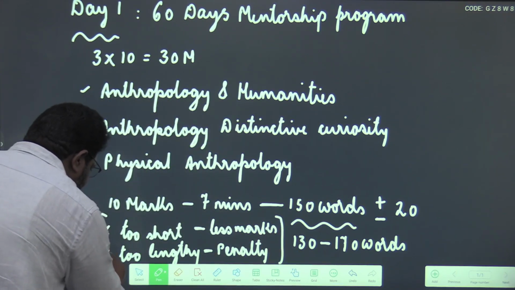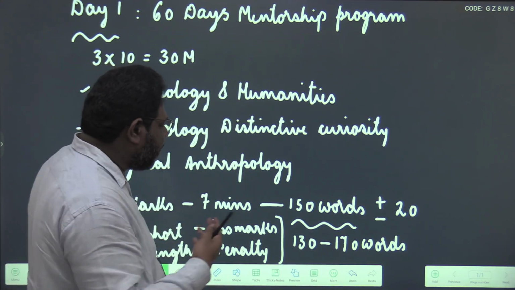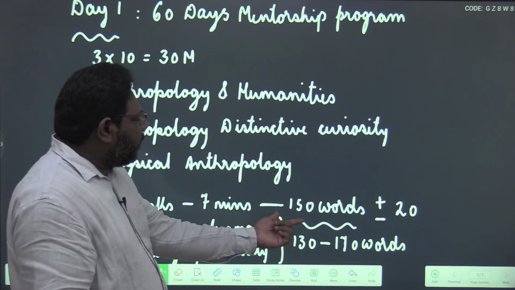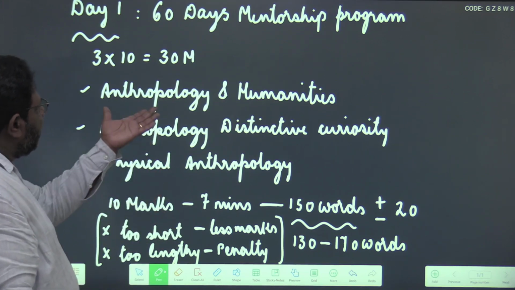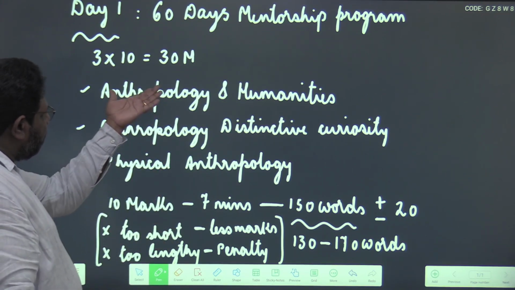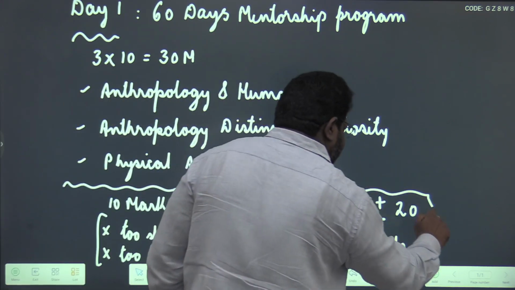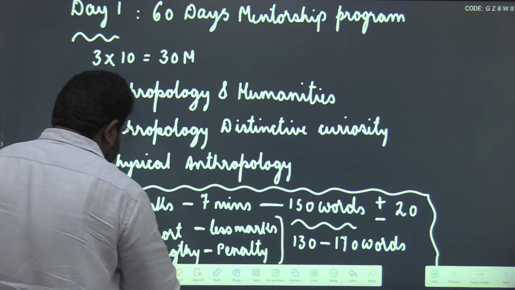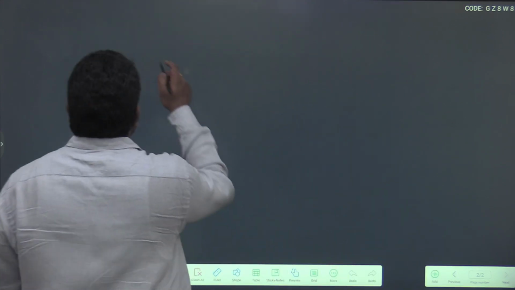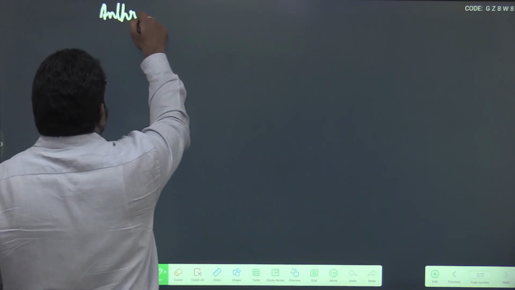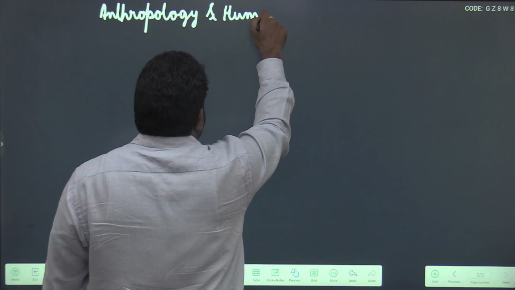So both these have to be avoided, and make sure you adhere to the time limit so that subsequent questions you will be able to write within the time frame, and don't exceed the given word limit. So these are some basic things which you have to follow. And as I said, today's questions are all 10 markers, so I would ideally suggest you to follow these. So now I will discuss each of the topics. The first one, anthropology and humanities.